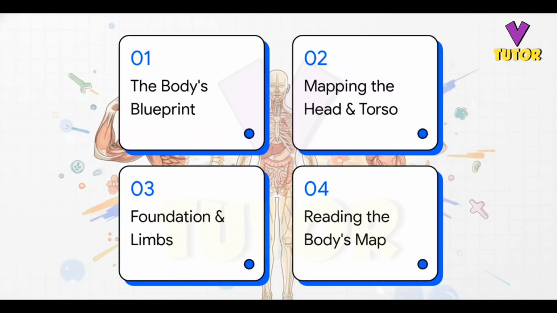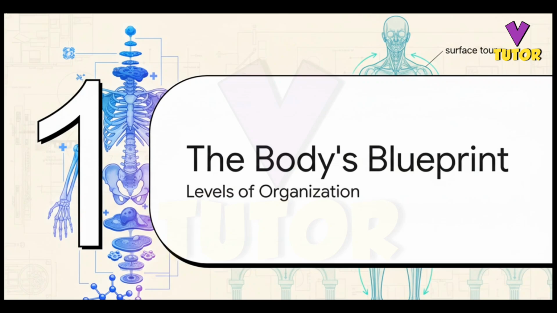What's our travel itinerary looking like? First, we're going to look at the body's fundamental blueprint. Then, we'll start mapping the big regions, like the head and torso, then move down to the foundation and limbs. And finally, we'll pull it all together and talk about why this amazing map is so important in the real world. All right, first up, the blueprint.